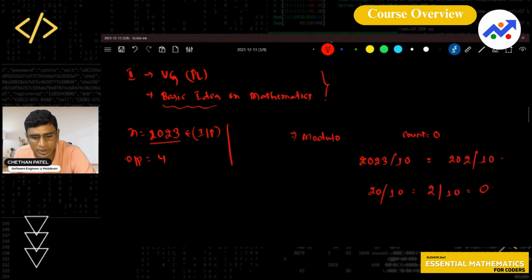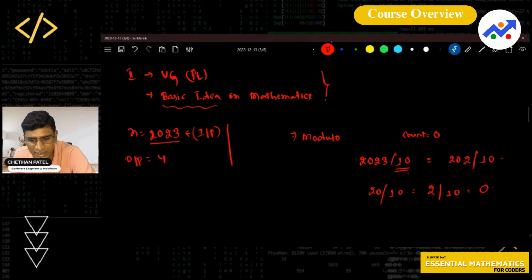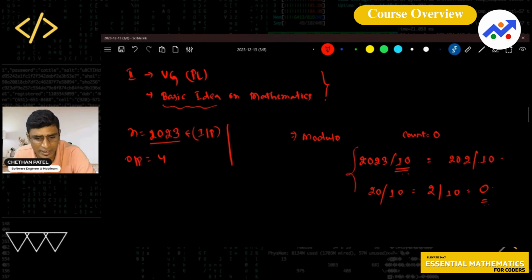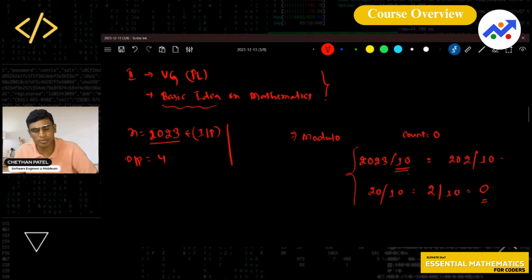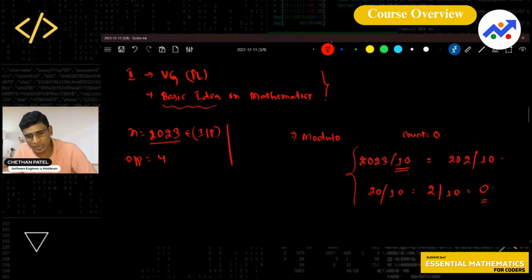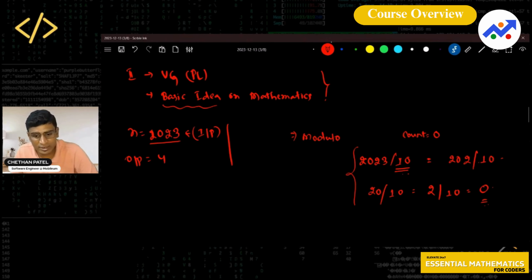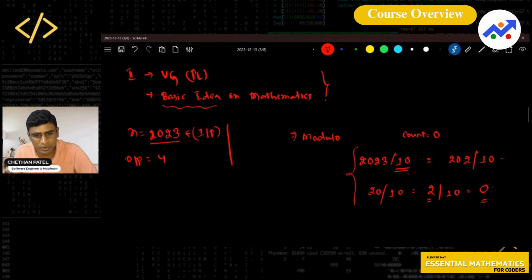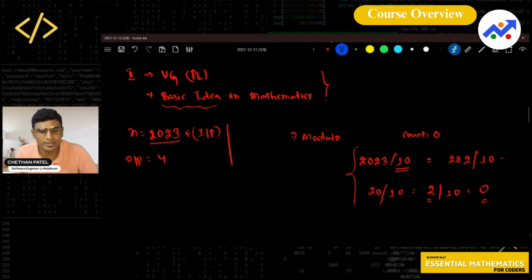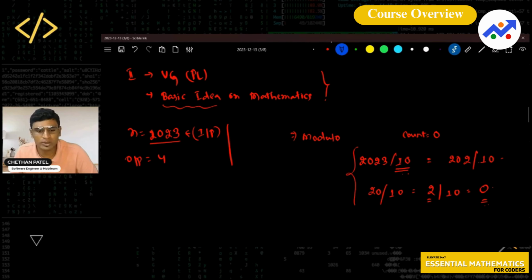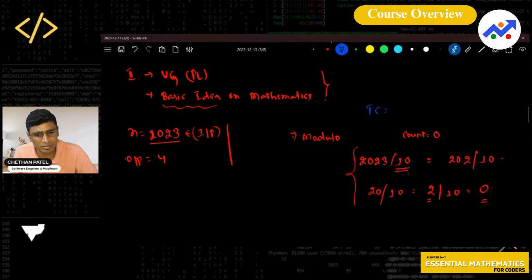So which means that I need to divide it by 10 until I get 0. This is the idea. If you know the division operation, they'll start dividing it by 10 until that number goes to 0. Okay, this is basic mathematics. So what is the time complexity of this solution?